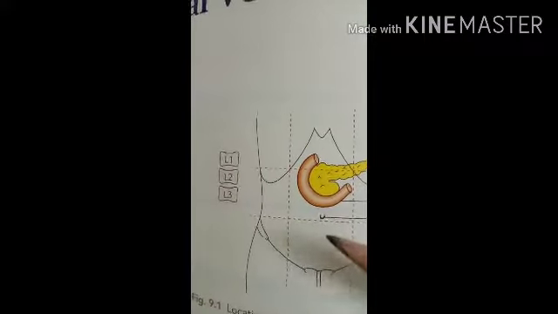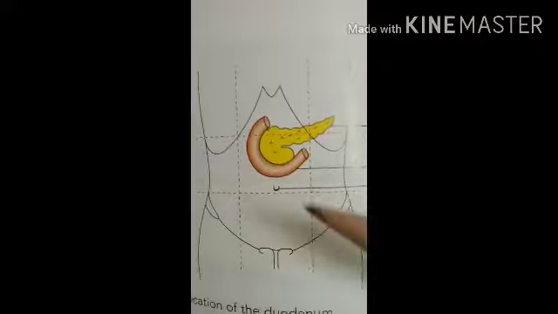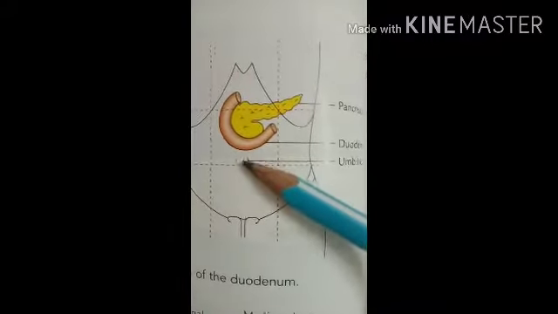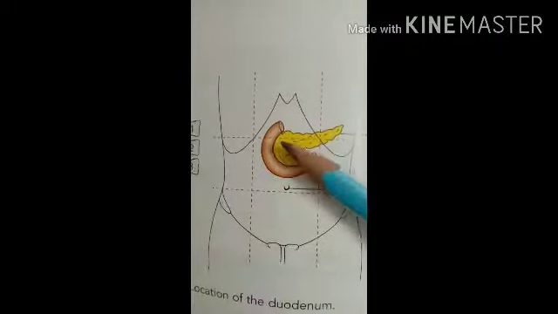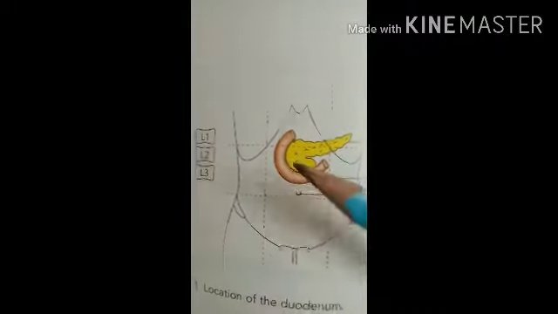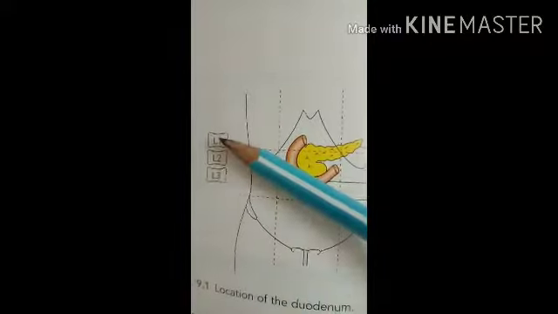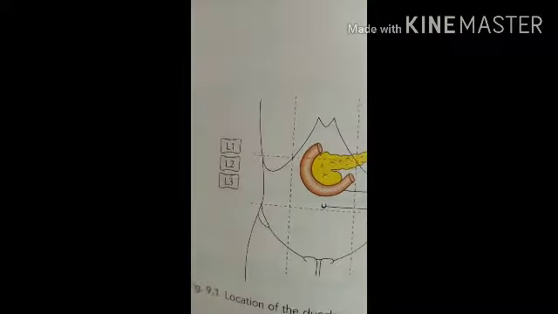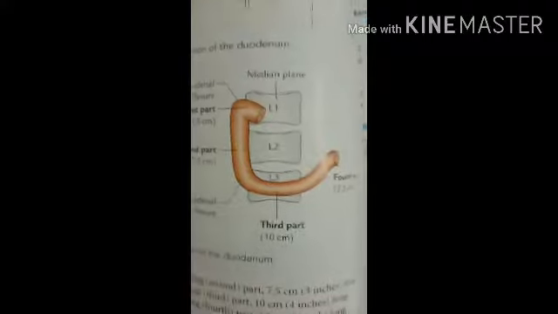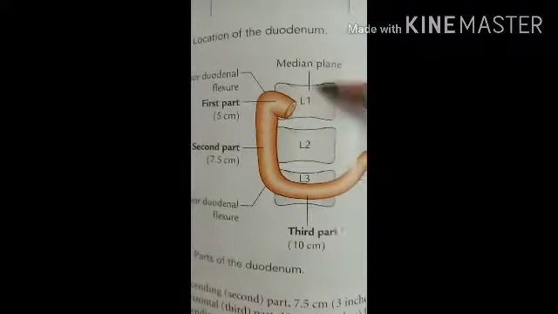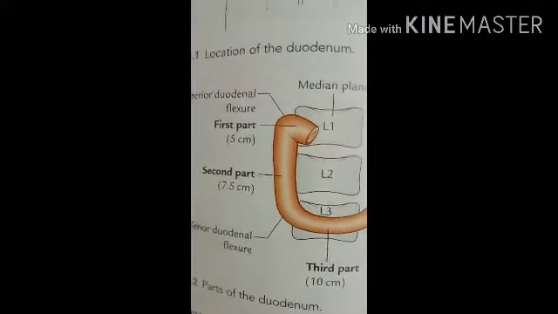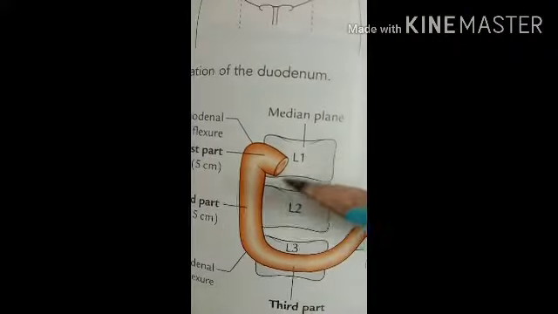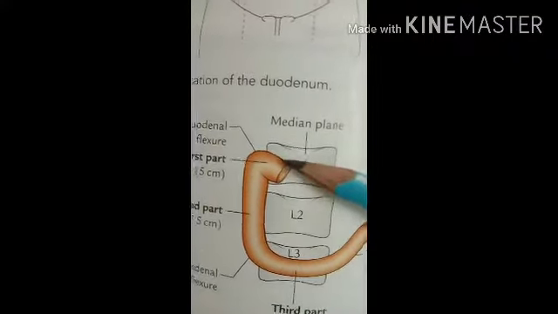Okay? The duodenum lies above the umbilicus. Here you can see the umbilicus, and the duodenum lies above it at the level of the L1, L2, and L3 vertebrae. Here you can see the L1, L2, and L3 vertebrae. In another diagram you can again see the location of the duodenum, that is L1, L2, and L3. Okay?